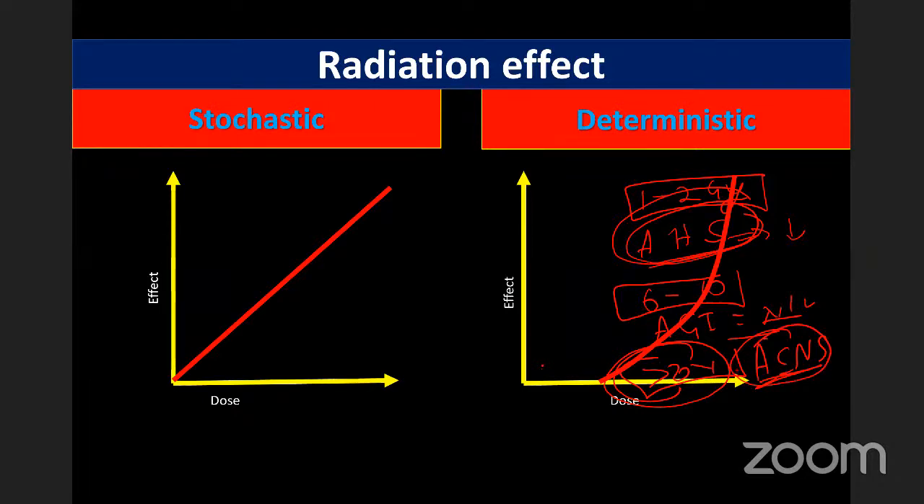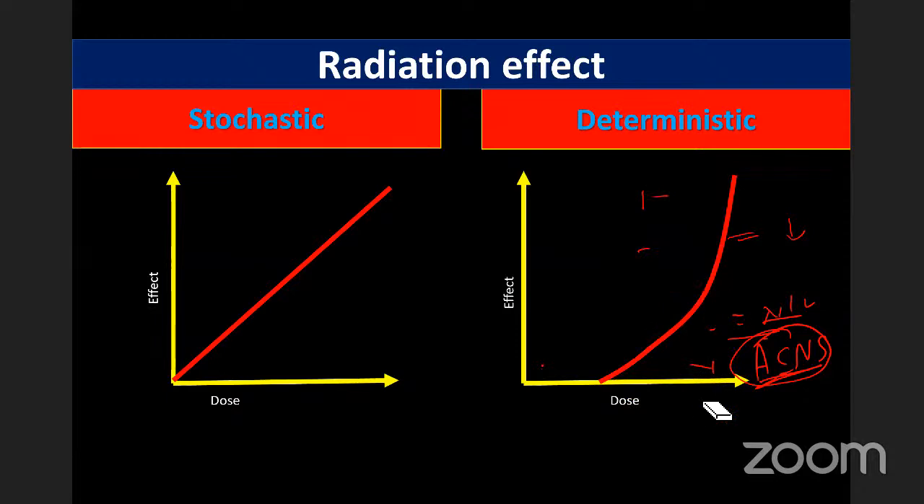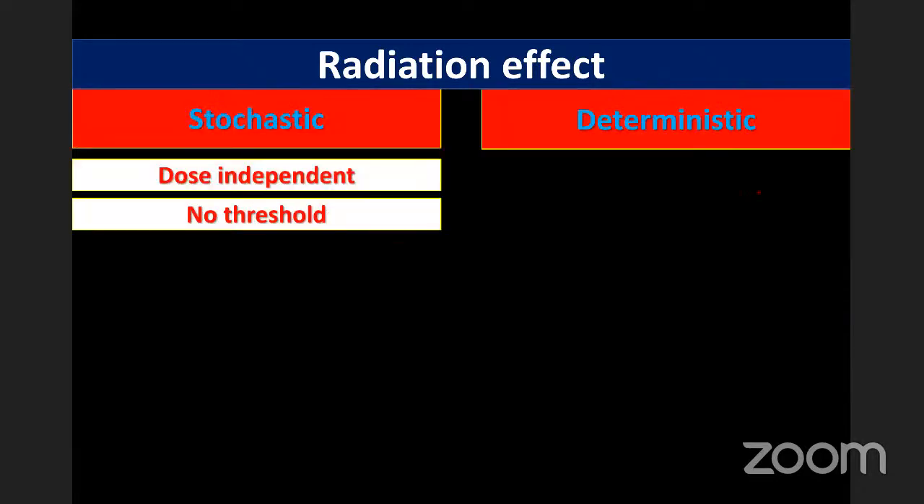So if I ask you the next question, which of the following is least sensitive to radiation? Correct, CNS is the least sensitive. Which is the most sensitive to radiation out of these three? So this is how you answer. Very simple. These are the questions you will get. You just have to remember those values. So this is the deterministic effect and the stochastic effect.